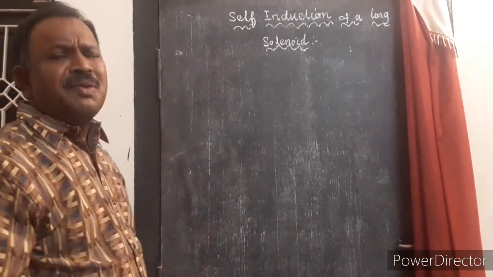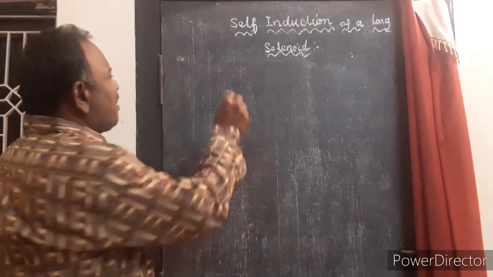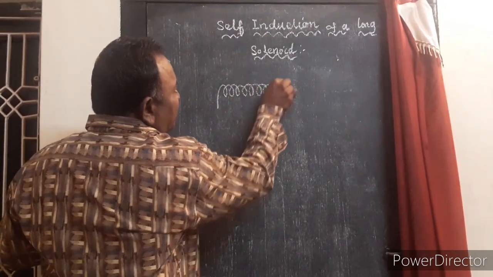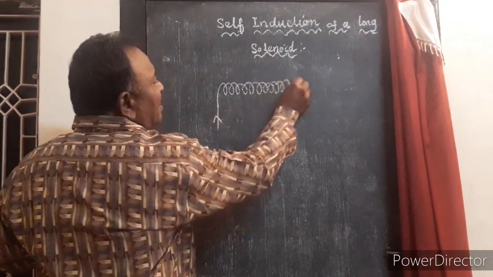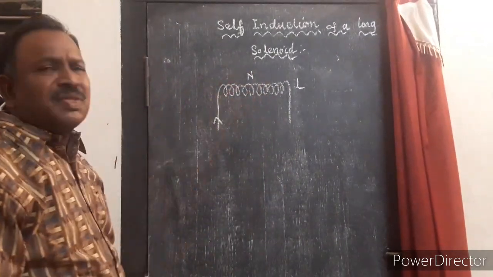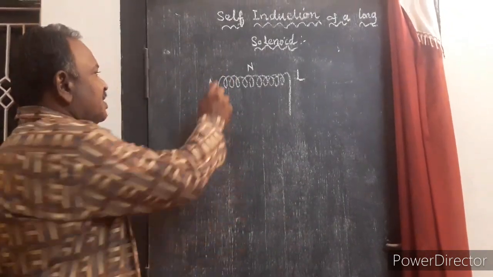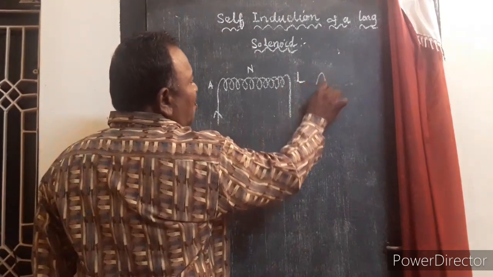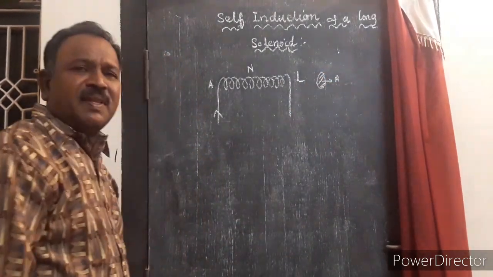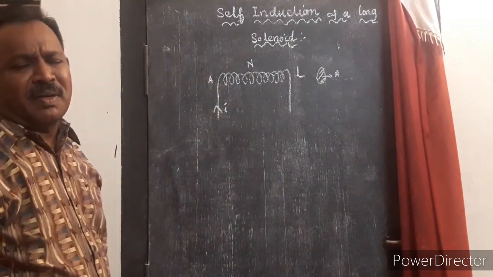Students, in this section we are going to see the self-induction of a long solenoid. So I have a solenoid of length L. Let N be the total number of turns in the solenoid. Let A be the area of cross section. So if I take one winding of the solenoid, that area is A. In this solenoid, let I be the current that flows through the solenoid.